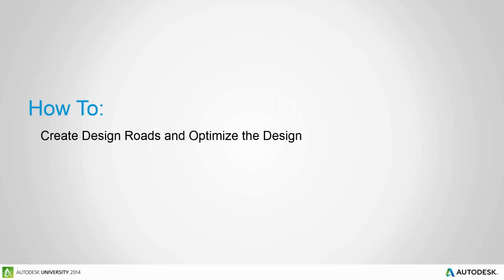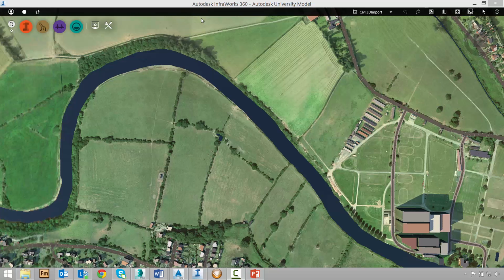So let's take a look at design roads and optimizing the design inside of the InfraWorks software. The Autodesk Roadway Design for InfraWorks 360 module is a cloud-based add-on that enables you to add engineering parameters to road designs. You'll know if you have this module if you see the icon to design, review, and engineer roads.